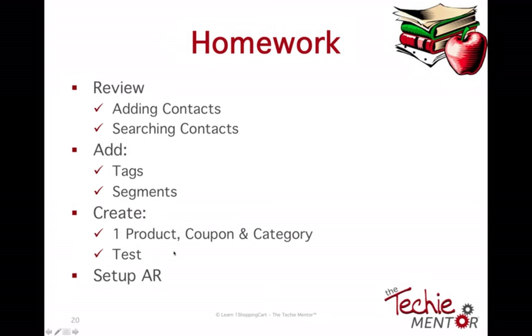I'm not going to have you really worry about creating a coupon in a category, but I would like you to go through and review the whole contact section. You can add yourself and you can play with that. You can create a search segment if you want and save it. But I would like you to look at adding tags and segments.